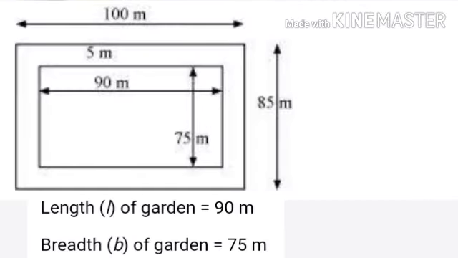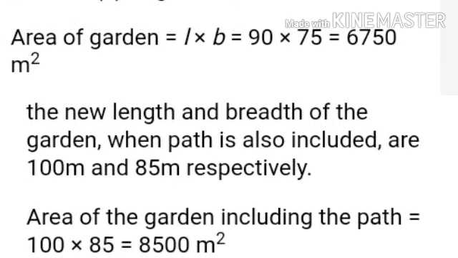Student, first you have to make the figure after reading the question. Then solve. You can see here length of garden is equal to 90 meter and breadth of garden is equal to 75 meter. So first we have to find the area of garden. Area of garden is equal to length into breadth. So 90 into 75 is equal to 6750 meter square.